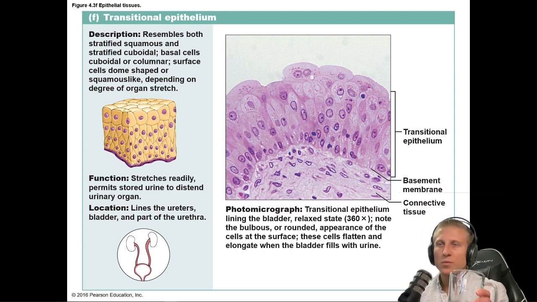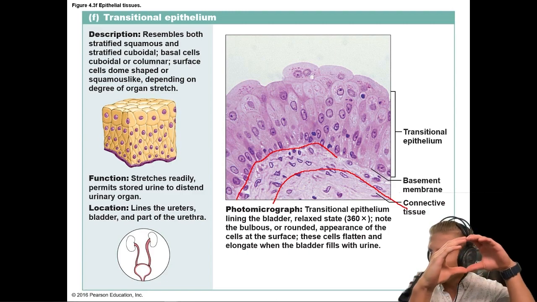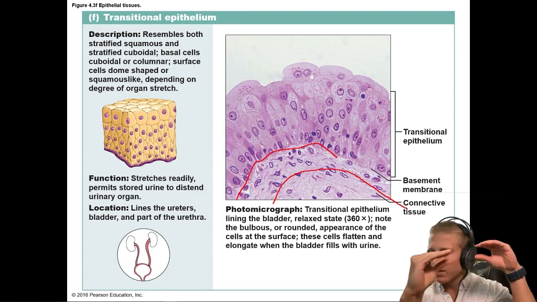A little bit of a weird one. Where do we see this? Well, we only see it in one area. It looks similar to stratified squamous, but we see it on the inner lining of the urinary canal and the bladder. And it's very good for resisting stretch. So we see connective tissue down here. We have a basement membrane running along here. And then we have the stacking of cells that would be fairly effective at stretching out like that, right?